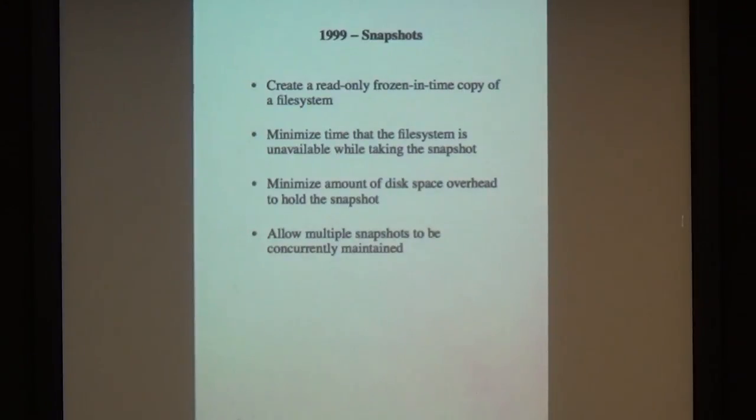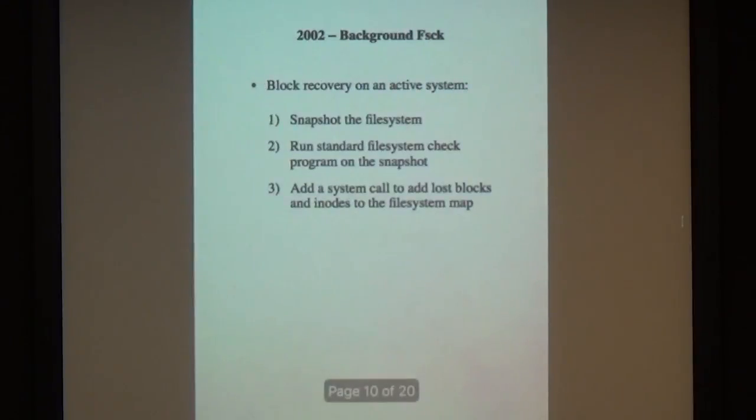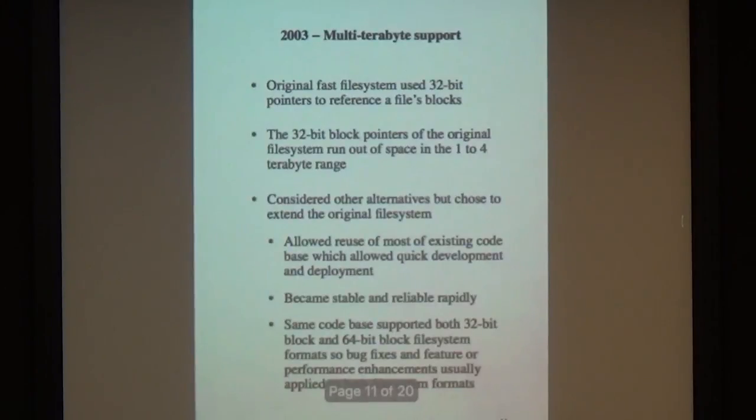Okay, well, that's nice and all, but you know, it still requires that you run FSCK, which consumes a lot of resources in your system. So we'll get back to how we deal with that. Meanwhile, 2001 rolls around and it's time to raise the block size again. This time we went to 16K blocks with 2K fragments. Again, doubled the throughput, but wasted a bit more space. Background FSCK, this is the thing that I just talked about, to recover the space.